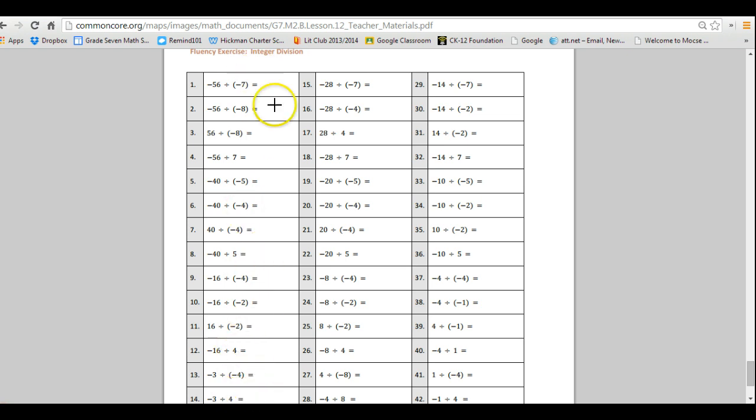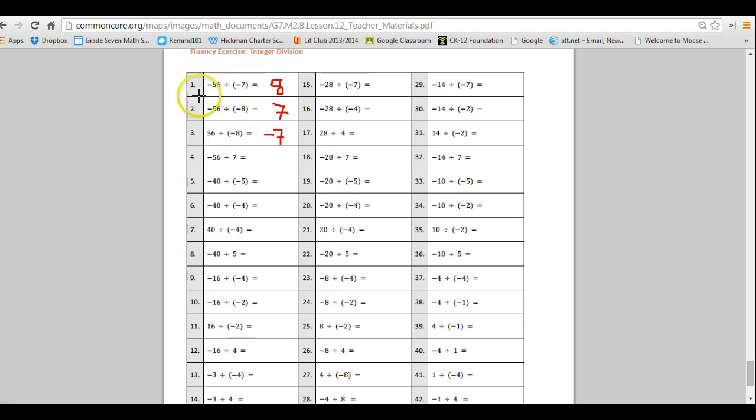If you don't mind. So here we go. I'm looking at this one and I'm seeing two negatives. I know right away this is going to be positive. That's a positive 8, because I know 56 divided by 7, 56 divided by 8 of course is going to be 7. Again, I see that there's two negatives, right away, they're different signs. I know it's going to be a negative result. Okay, so therefore it's negative 7.